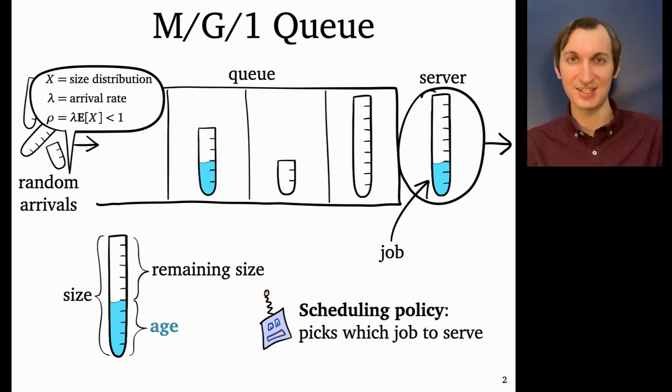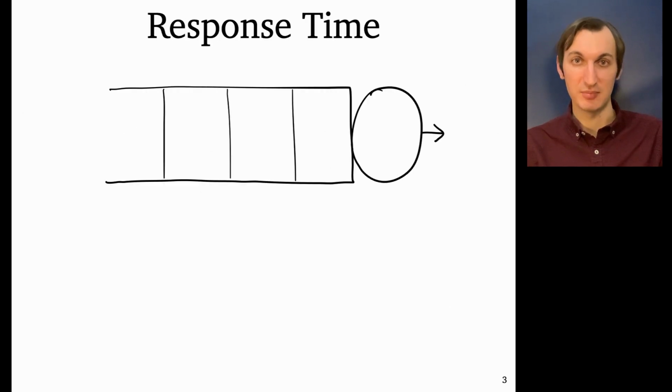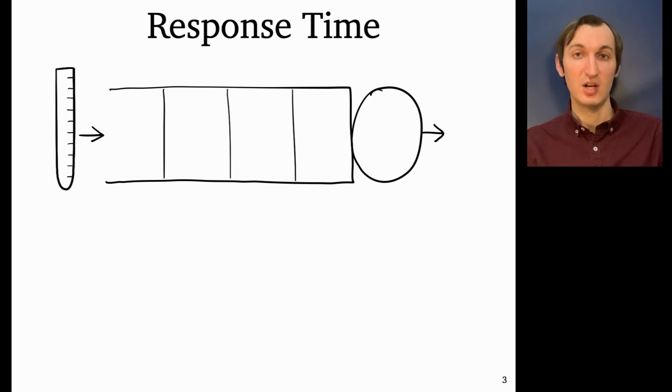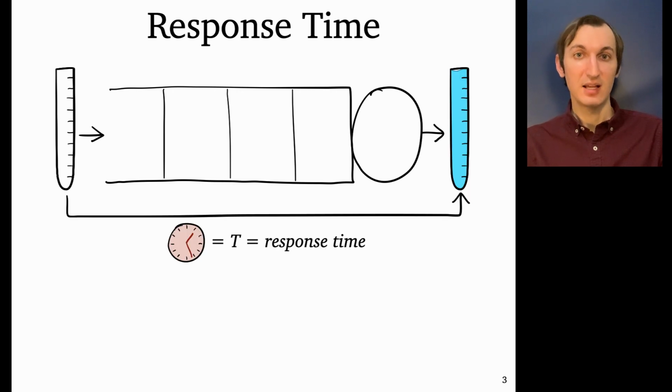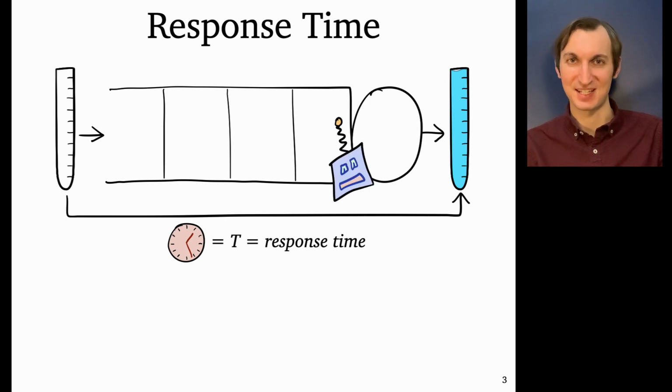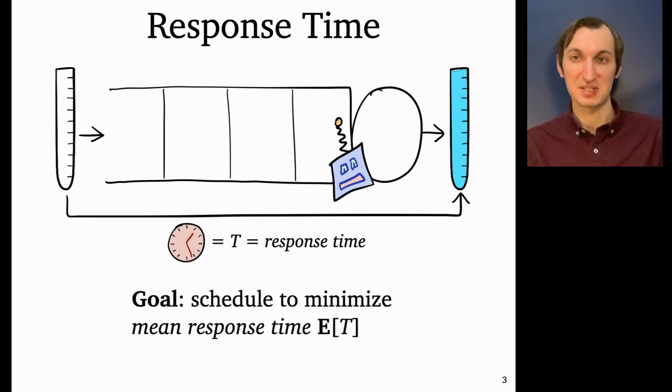So that's the M/G/1 queue with preemptive scheduling, and we're going to be looking at response time of various scheduling policies. A job's response time is the time from when it enters the system to when it leaves, complete. Now this includes both the time serving the job itself, that is filling it with water, but it also includes time the job spends waiting in the queue, which is affected by the scheduling policy. So our focus in this talk is going to be designing scheduling policies that minimize mean response time.